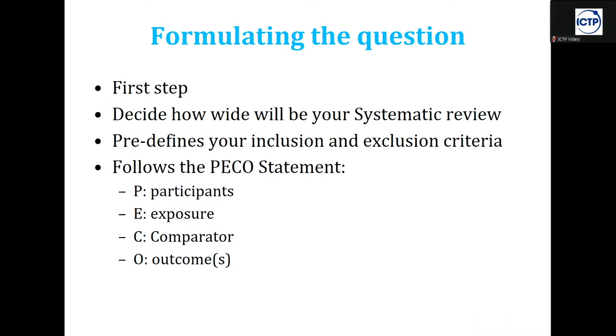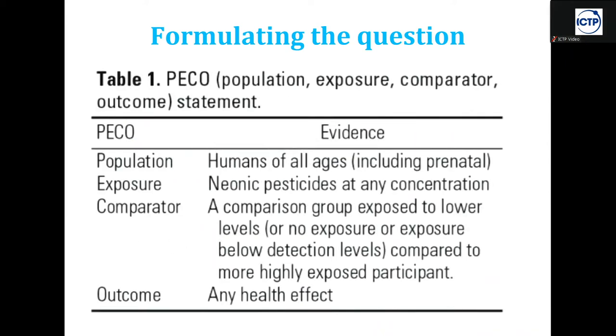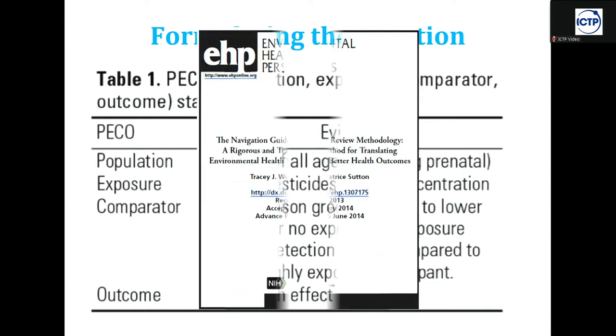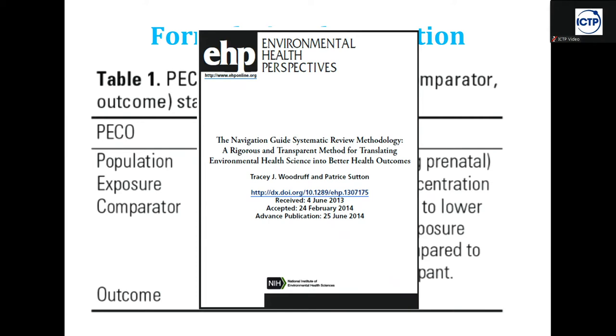There is a statement called PICO, which says that you must have very well in mind the participants' inclusion. In this case, we are not talking about people, we are talking about studies: what studies I have to include, what I have to exclude. So participants, the exposure definition, the comparison, and the outcomes. You can find the approach in a published journal article you can download for free. The system is called the Navigation Guide for Systematic Review in Environmental Epidemiology.